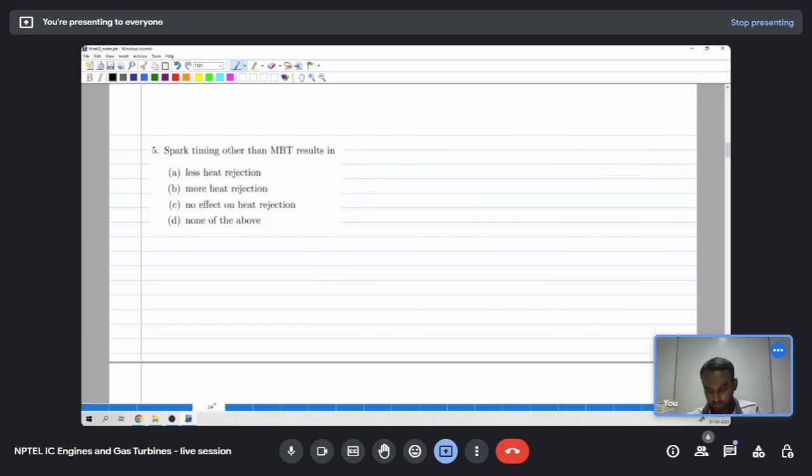Okay. Moving on. Spark timing other than MBT results in less heat rejection, more heat rejection, no effect on heat rejection, none of the above. Can someone answer this?